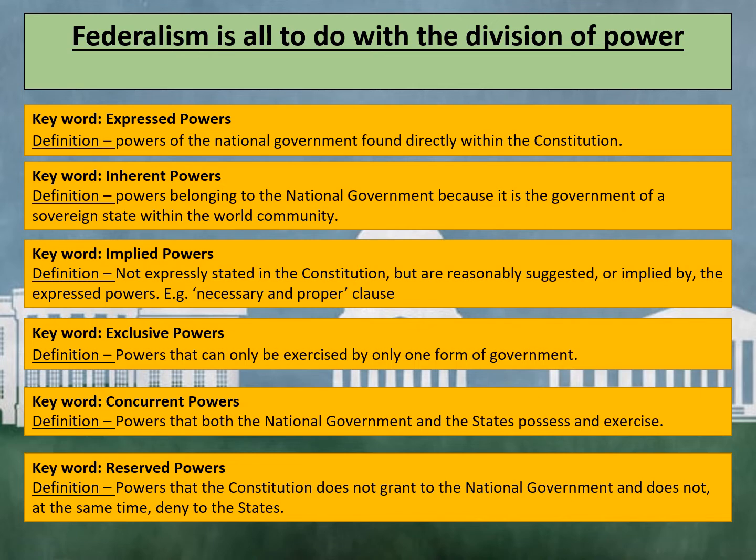Exclusive powers are powers that can only be exercised by one form of government. Concurrent powers are powers that both the national government and the state possess and exercise. And reserved powers are powers that the Constitution does not grant to the national government and does not at the same time deny to the states.